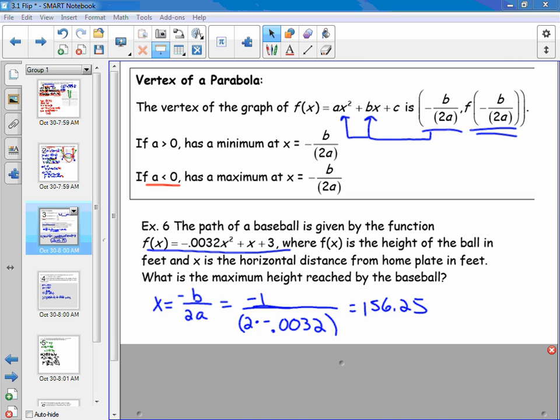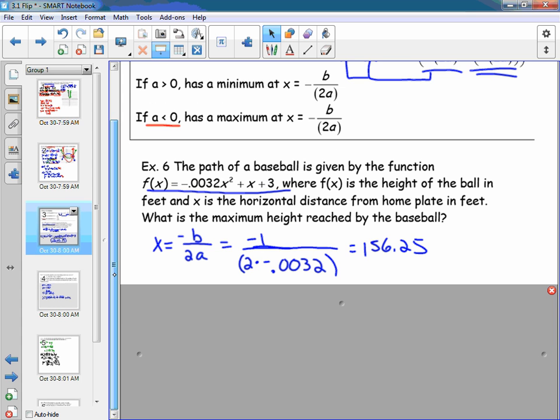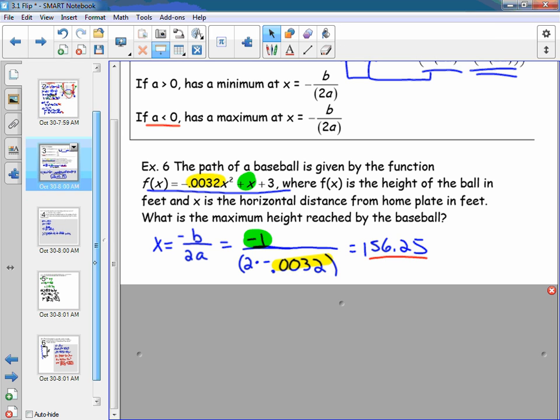So if we utilize what we know, x equals negative b over 2a. Notice that I did put the 2a in its own set of parentheses. All right, here's our value of a, and then our value of b, which would come from that x is just 1, so we'd have negative 1, the opposite of b there. And if we calculate that, and I encourage you to put negative 1 divided by 2 times negative 0.0032 in your calculator, you should get 156.25. So that gives us the x-coordinate of our vertex.